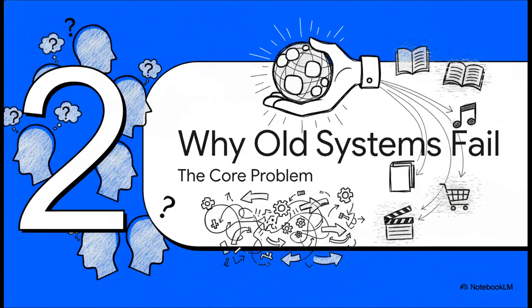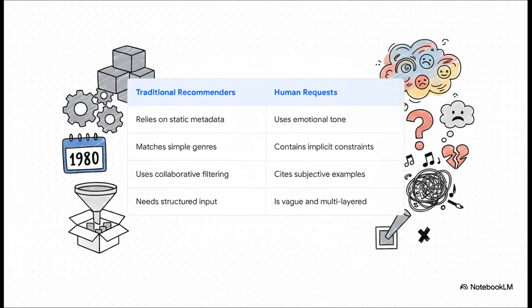So this gets us to the heart of the issue. Why do the recommendation systems we use every single day struggle so much with these very human, very normal requests? Well, this chart really lays it all out. See, traditional recommenders are built for rigid, structured data. They look at simple genres, basic metadata, and they use this thing called collaborative filtering, which is basically a fancy way of saying people who watched X also watched Y. But we don't talk like that. Our requests are full of emotion, subjective feelings, and all these hidden layers of meaning. It's kind of like trying to explain a dream to a calculator.